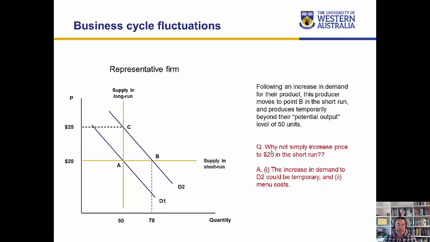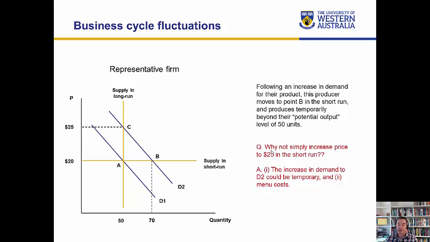However, in the short term, let's assume that there is an increase in demand from D1 to D2. Now, in the short run, if you are running a business, you have two options. The first is to keep the price of your product at $20 and increase output to 70. In the short term. So we're talking about a response of maybe just a couple of months. How would you respond to this increase in demand over a period of a couple of months?